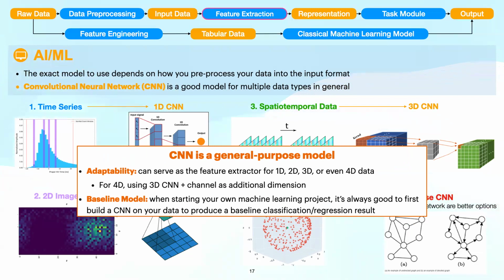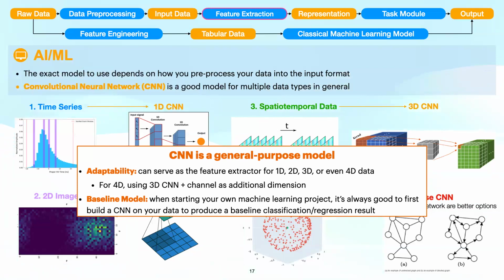For 4D data, you can use the 3D CNN and you can use the channel, because remember, CNN has an additional channel dimension, where you use multiple filters to look at the same inputs, and you can use the channel dimension as an additional dimension. And also CNN is actually very efficient to build what I call the baseline model.